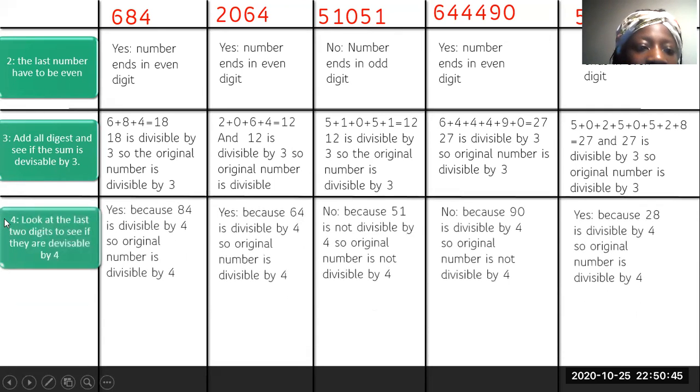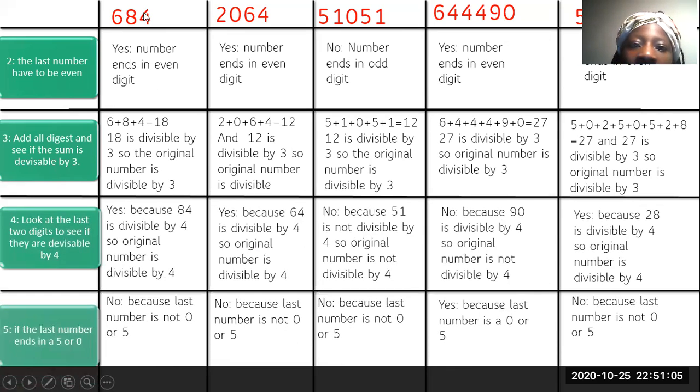Now, as for 4, you have to look at the last 2 digits. If that is divisible by 4, then the whole number is divisible by 4. So 84 is divisible by 4. 64 is divisible by 4. 51 is not divisible by 4. You have 90, which is not divisible by 4. And then you have 28, which is divisible by 4.